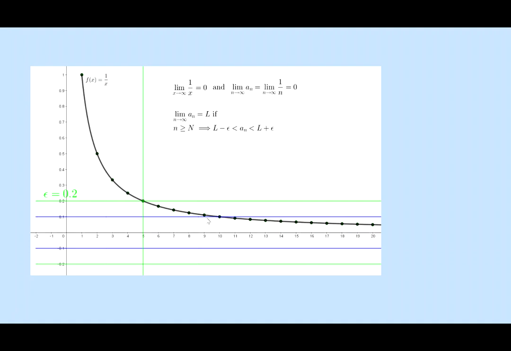I'm going to make one more very important statement. Please pay attention. Whatever is the limit of the continuous function is the limit of the sequence as well, as x approaches infinity or n approaches infinity.